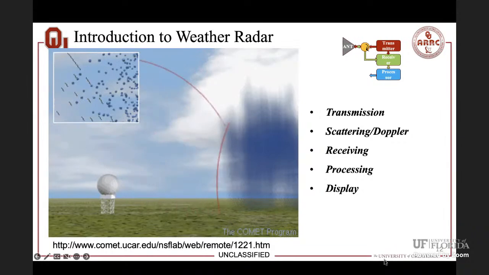And here is a zoomed-in version of that. Those waves hit those little particles, or the precipitation, and part of the energy, a very, very small part of the energy, will be reflected back and received by the radar. When I say received by the radar, I mean collected by the radar antenna specifically. Okay.